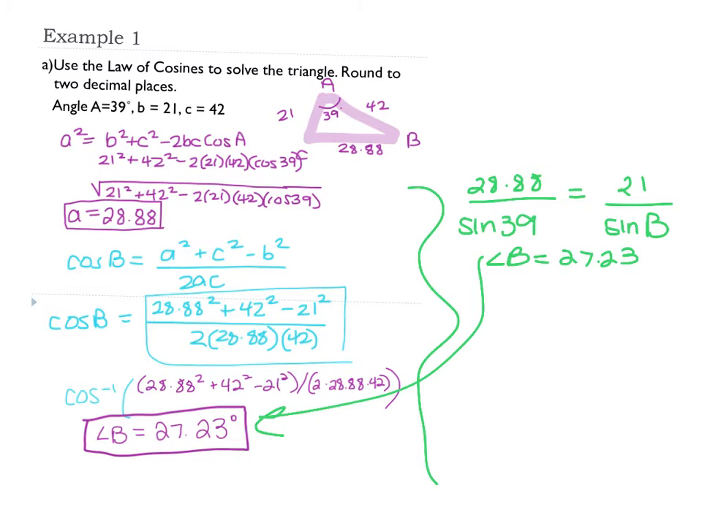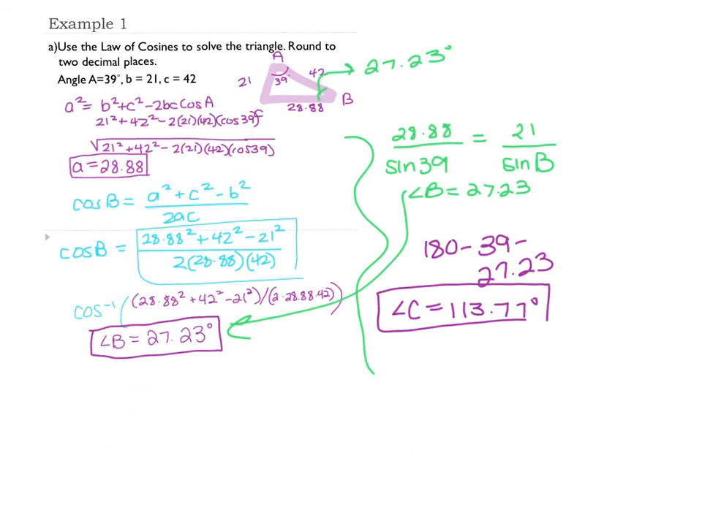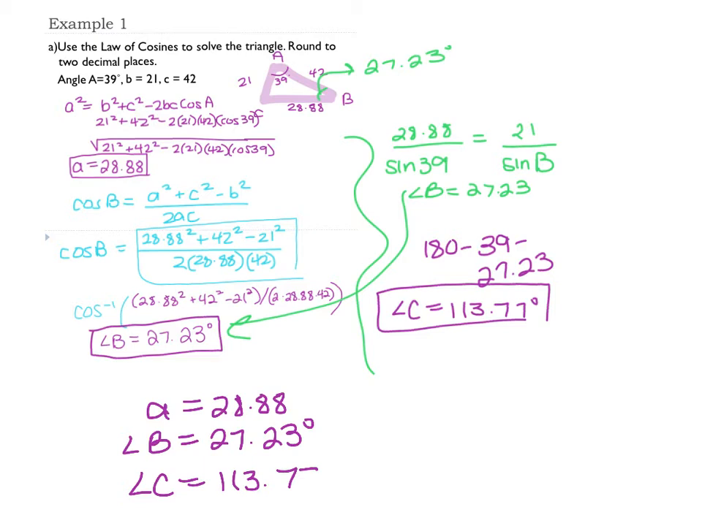And then the only piece of information that I'm missing is angle C. What's the easiest way to find it? Subtract it from 180. So 180 minus the 39 degrees minus the 27.23. And I get angle C equals 113.77. Questions so far?